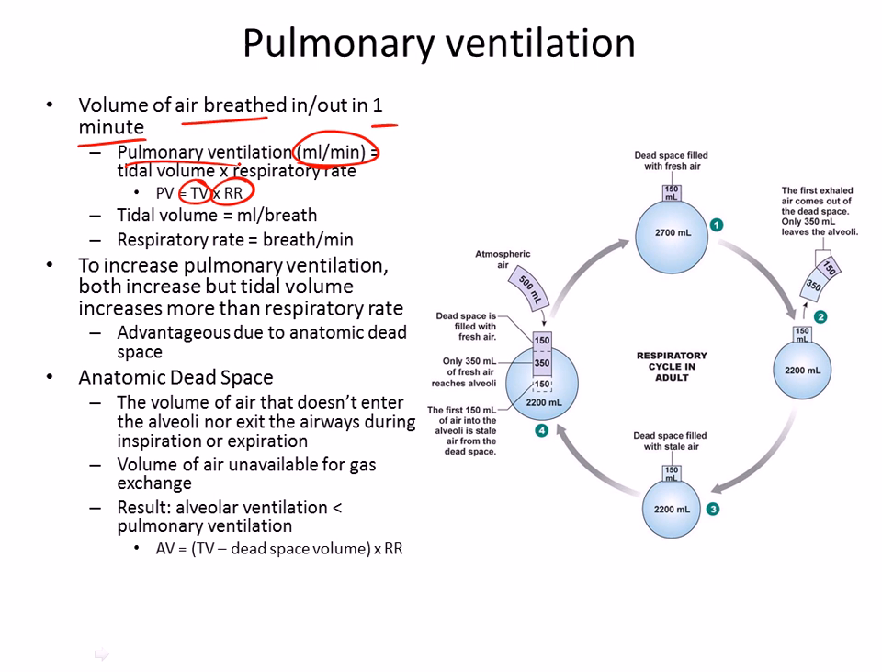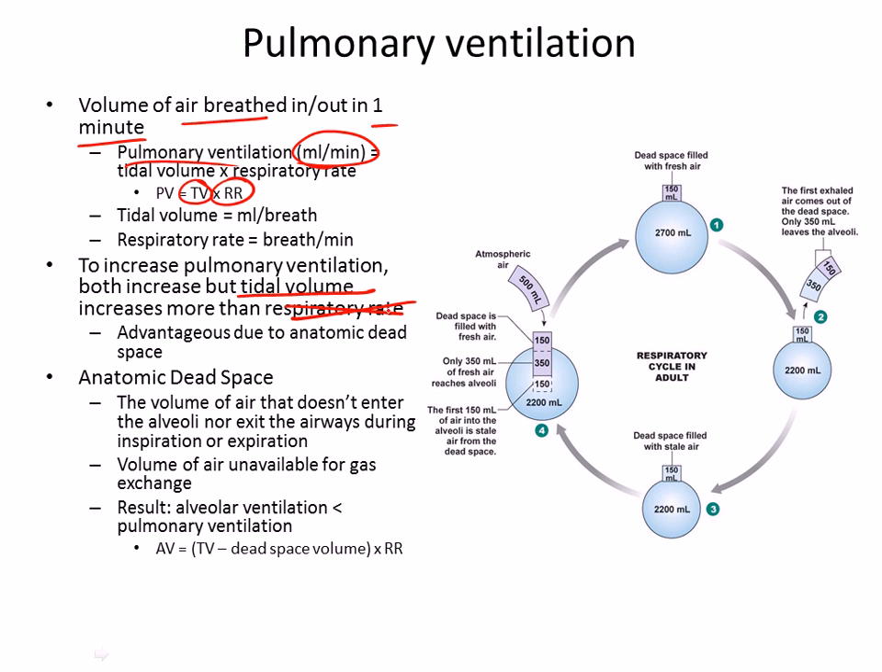Now, just doing the math tells you if I increase my tidal volume, I'm going to increase my pulmonary ventilation. If I increase my respiratory rate, I'm going to increase pulmonary ventilation. Math tells us that this is how things work, right? If I double either one of those things, I've doubled my pulmonary ventilation. Would you agree with that mathematically? Okay, good. Yes, we all understand the math. The problem is that it's more advantageous to increase our tidal volume than to increase respiratory rate.